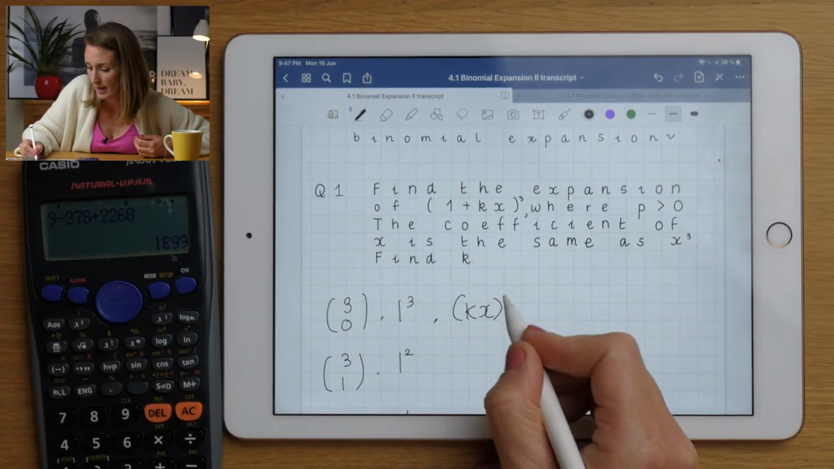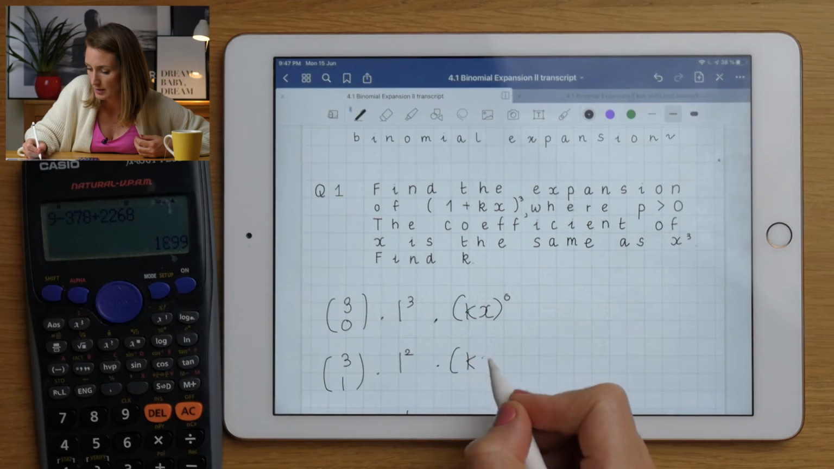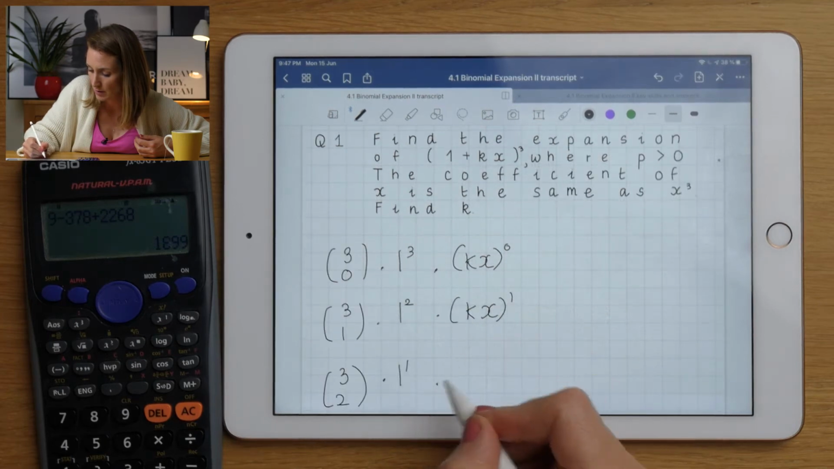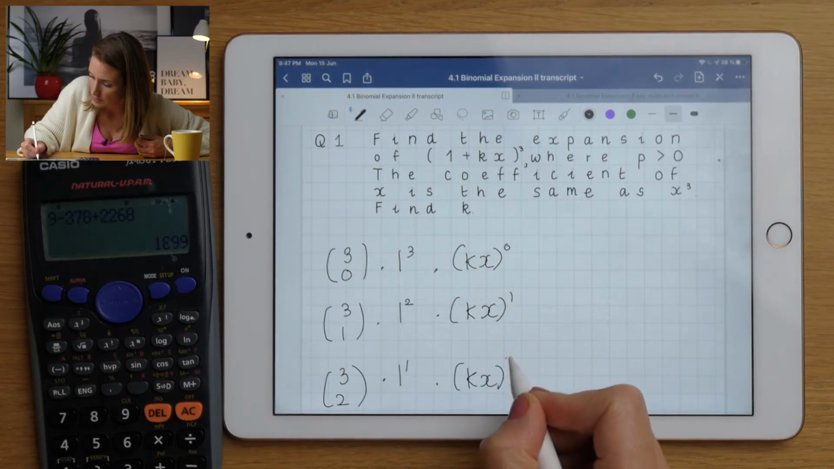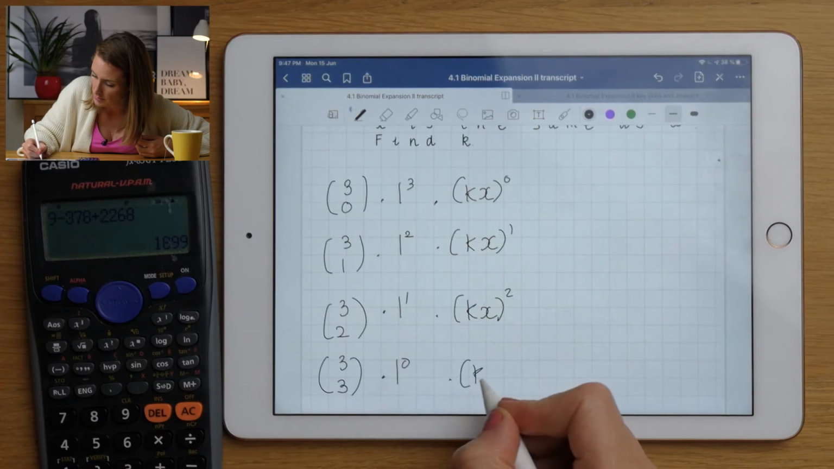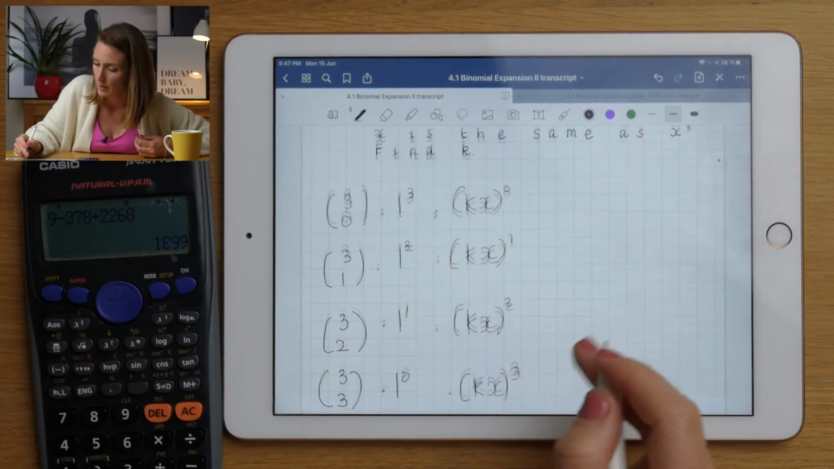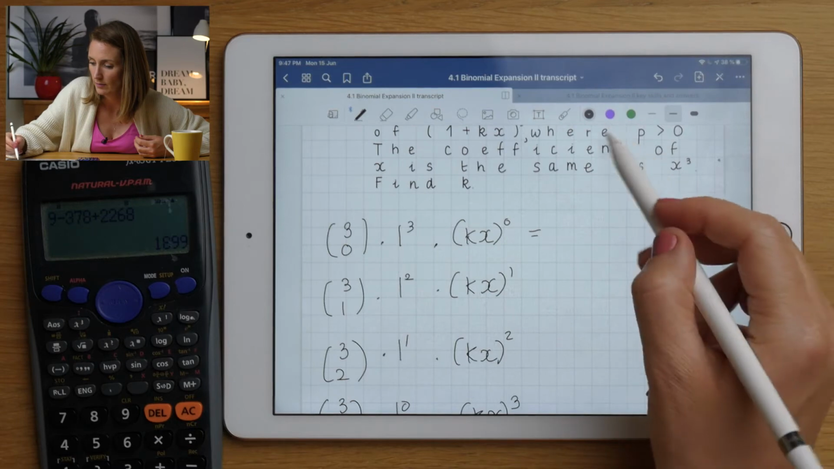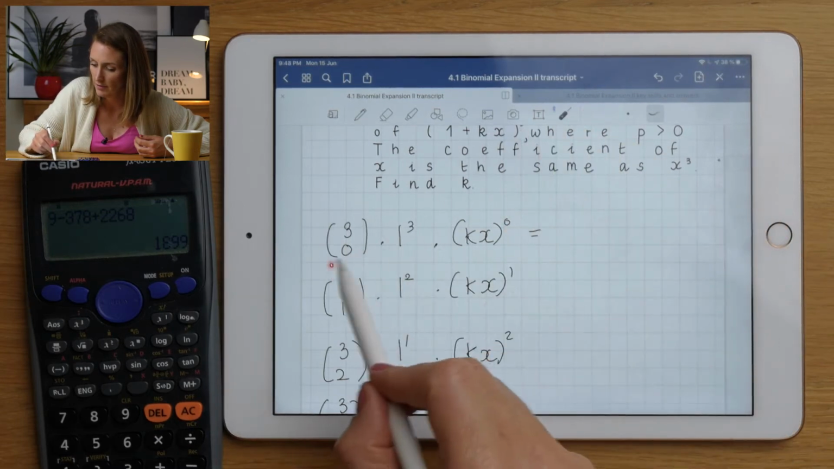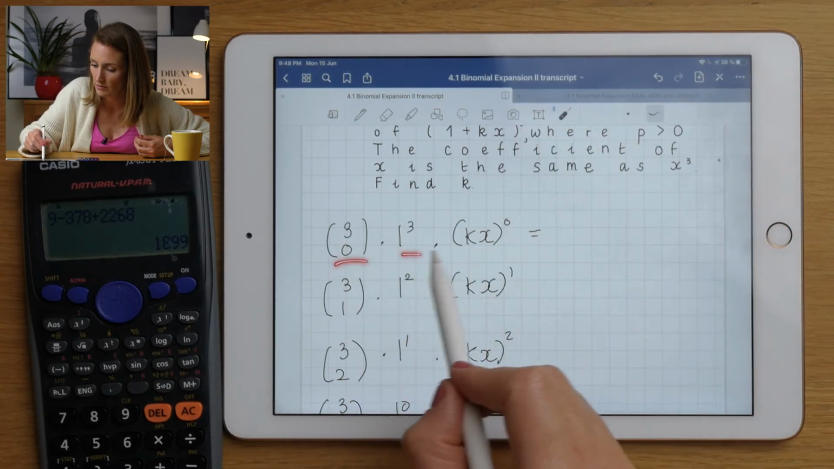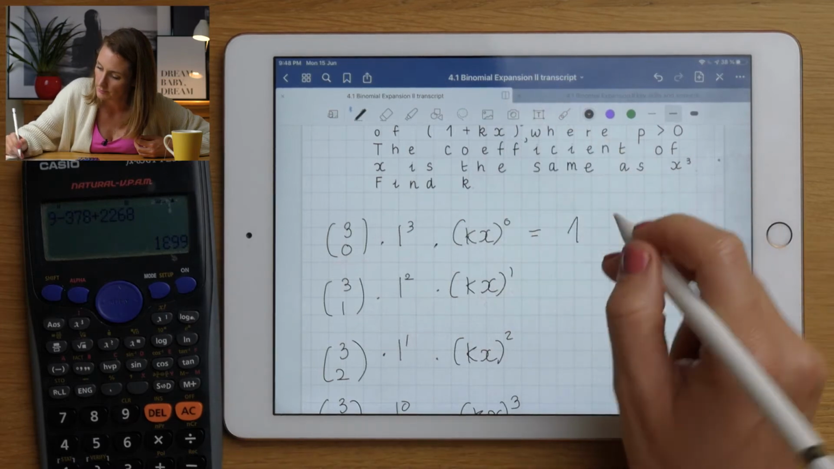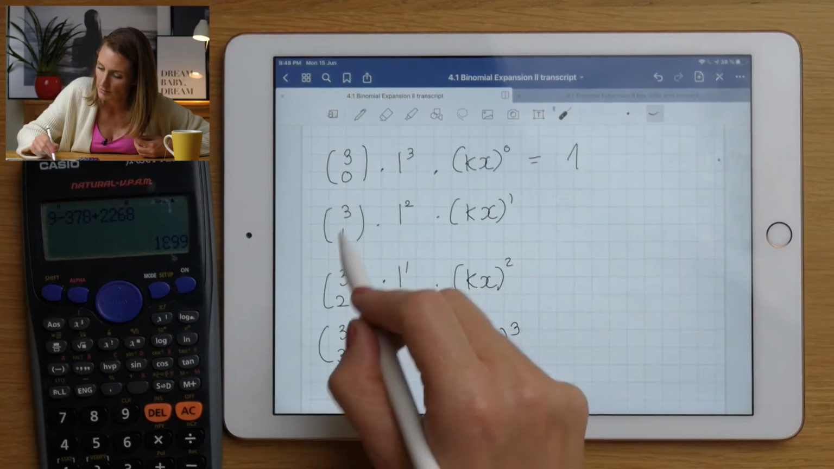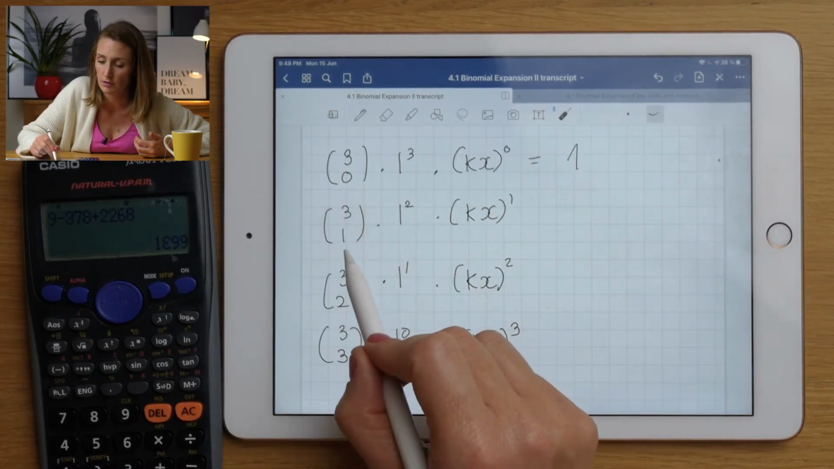So I'm going to start kx on power 0, and I'm going to increase it from 0 to 1 to 2 to 3. Now let's think. Everything here is going to be 1, so 1 times 1 times 1 is just 1. This would be 3. If you don't remember, use your calculator.